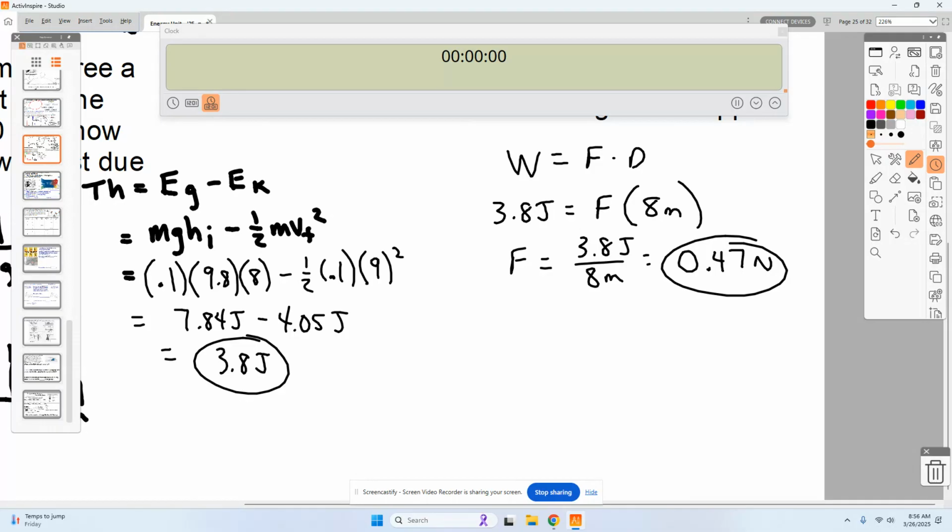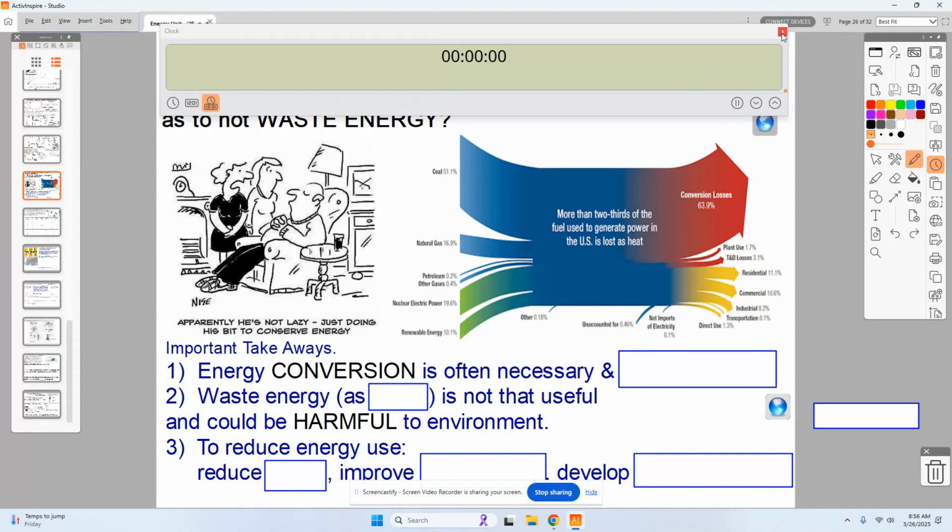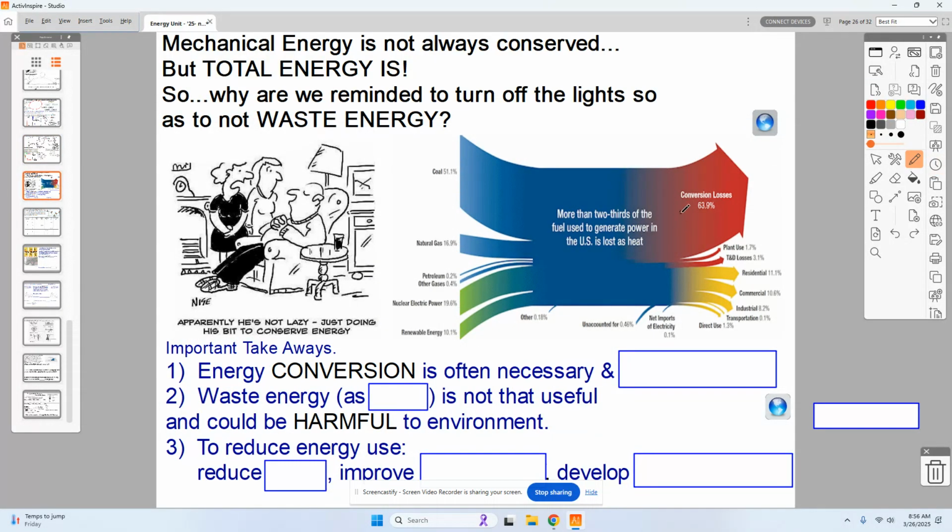All right, guys, let's go ahead and summarize this with one final slide on conservation of energy. Mechanical energy is not always conserved. Sometimes that energy is increased from extra work being done. Sometimes it goes out because of thermal energy.